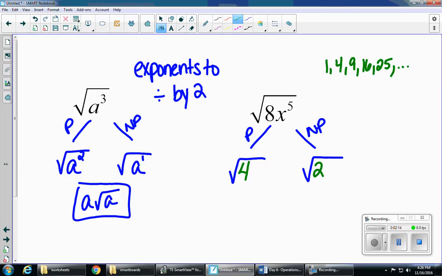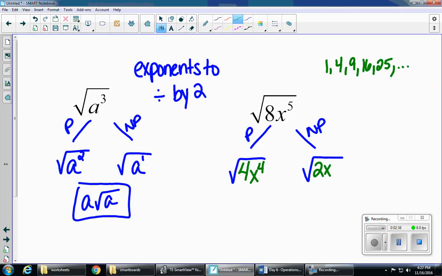X to the fifth. Remember, for something to be a perfect square, as a variable, it has to have an even exponent, or it has to be divisible by 2. 5 is not divisible by 2, so I need to break it into pieces. So I'm going to go 1 less, x to the fourth. That works. So that's my perfect square. But remember, there's still an x left over in my non-perfect radical.